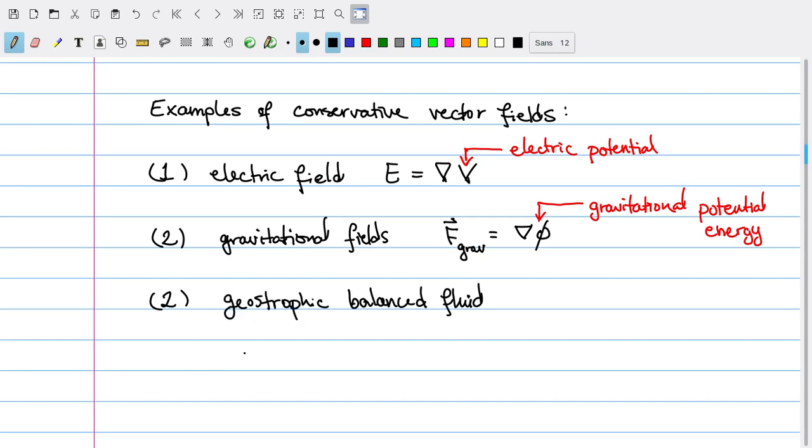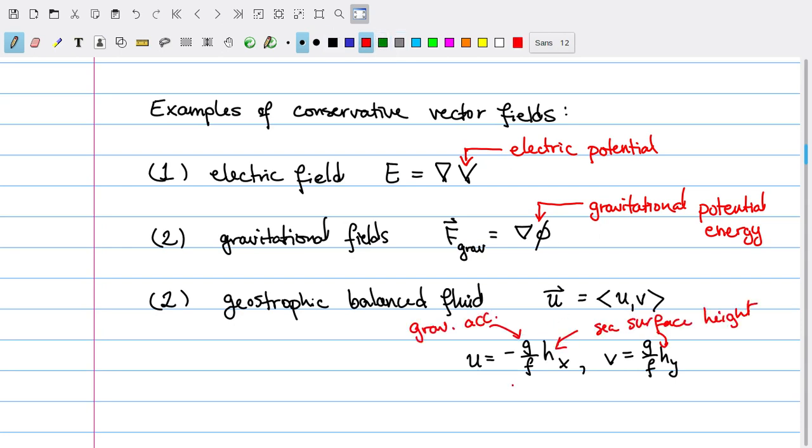This occurs in certain parts of the global ocean where the local two-dimensional velocity has components u and v given by u equals minus g over f times h sub x and v equals g over f times h sub y, where here h is the local sea surface height, g is the gravitational acceleration, and f is a parameter representing the local Coriolis effect, having to do with the fact that the Earth is rotating.